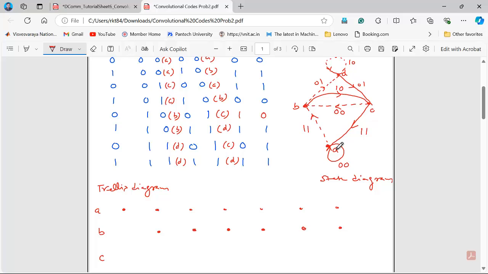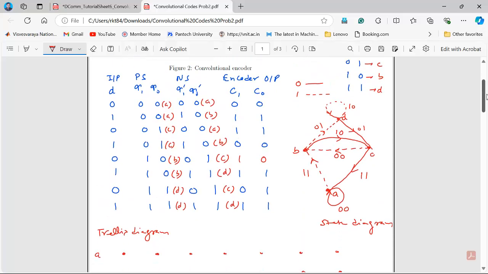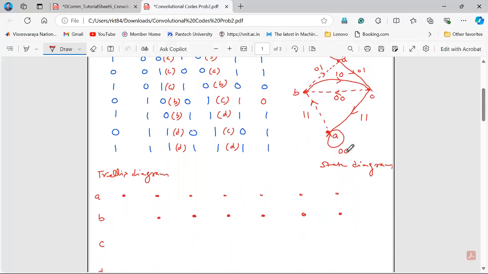So from A you can check here. From A, when input is 0, you are going to A. Again from A you will go to A, right? Output is 0, 0. So you can complete this like this. From A you are going 0, 0, and so on.